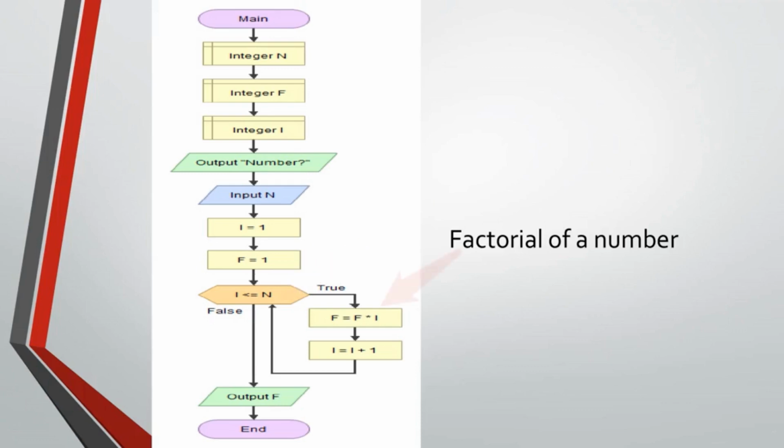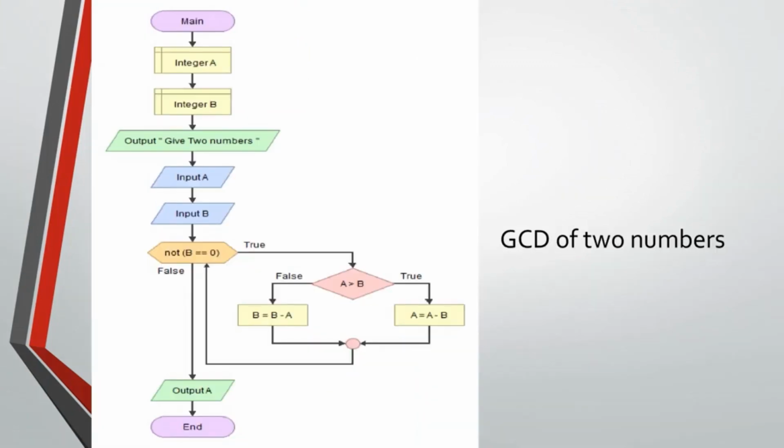Within the loop, one assign symbol is used for the factorial value, and another for increasing the counter i. Finally, when the loop breaks, the factorial value is printed on the screen.